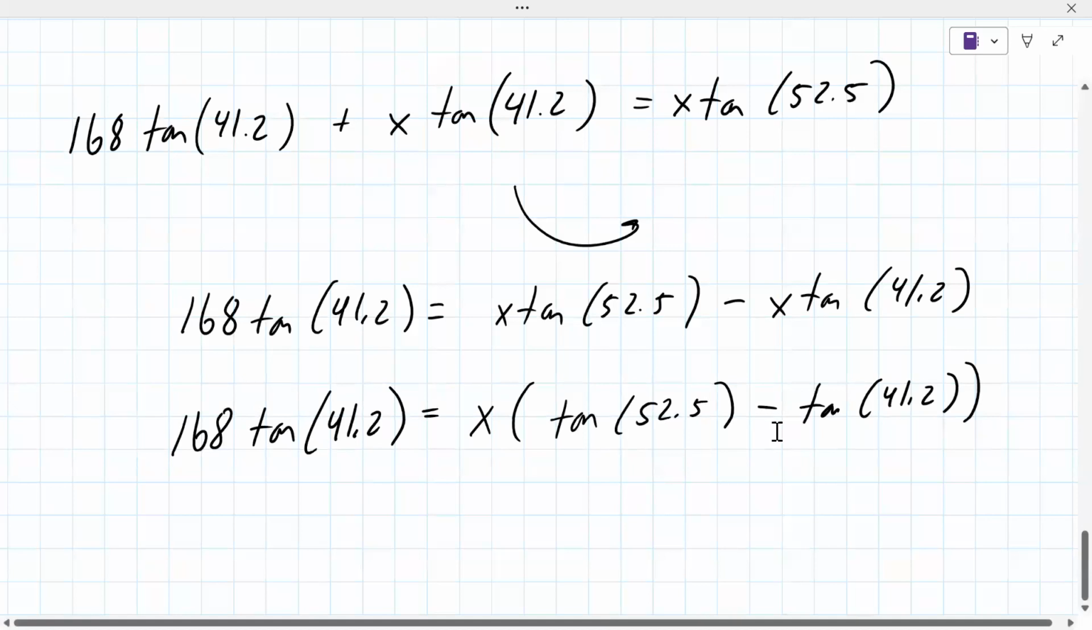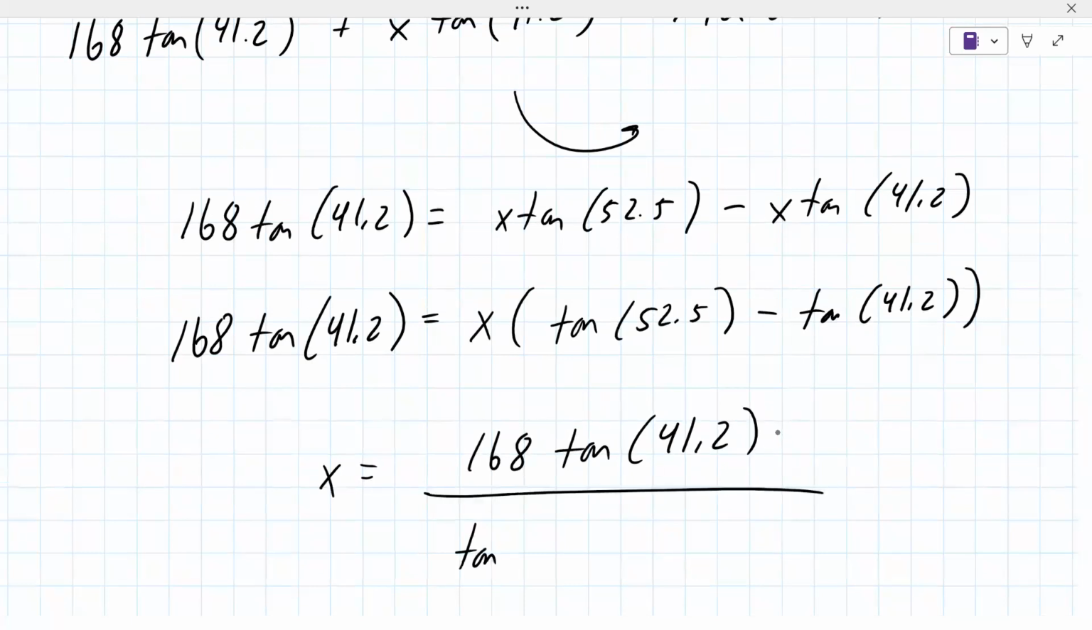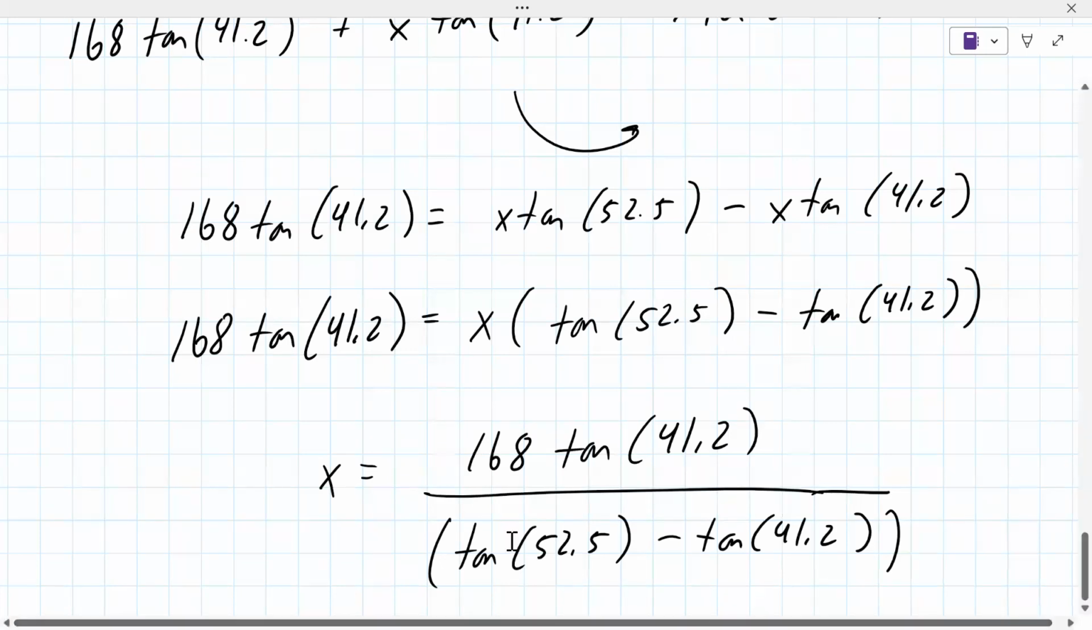Divide both sides by this thing on the right. So x equals 168 tangent 41.2 over tangent 52.5 minus tangent 41.2. If you are going to put this in your calculator, you do need to make sure you have an extra set of parentheses on the bottom there. Okay. Anything about that unclear? No. Okay. So could you calculate this for us, please?